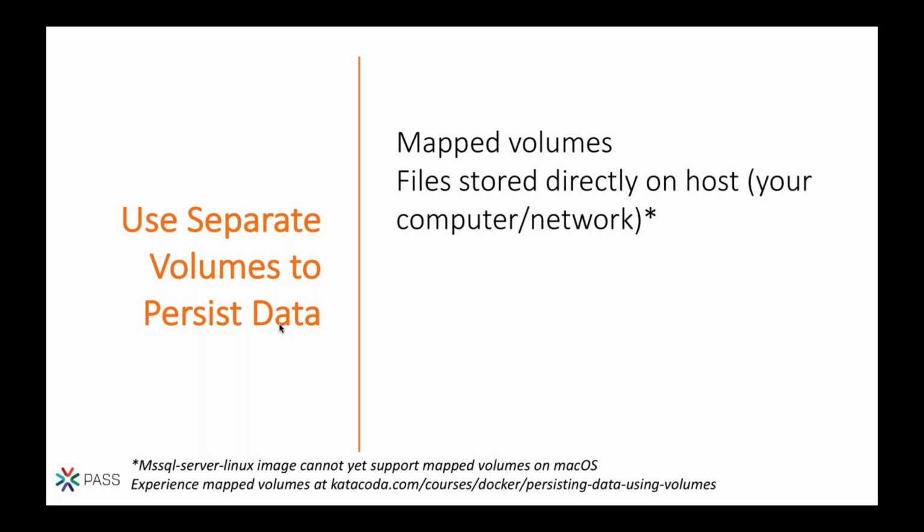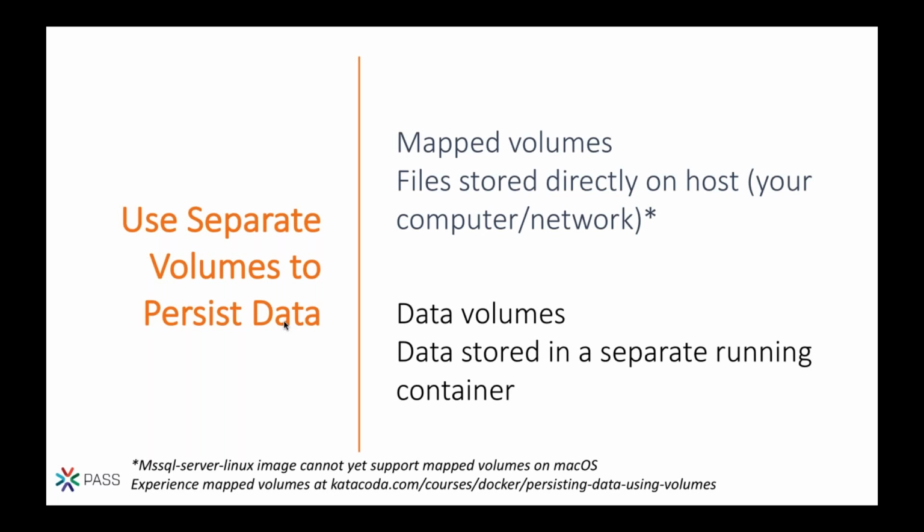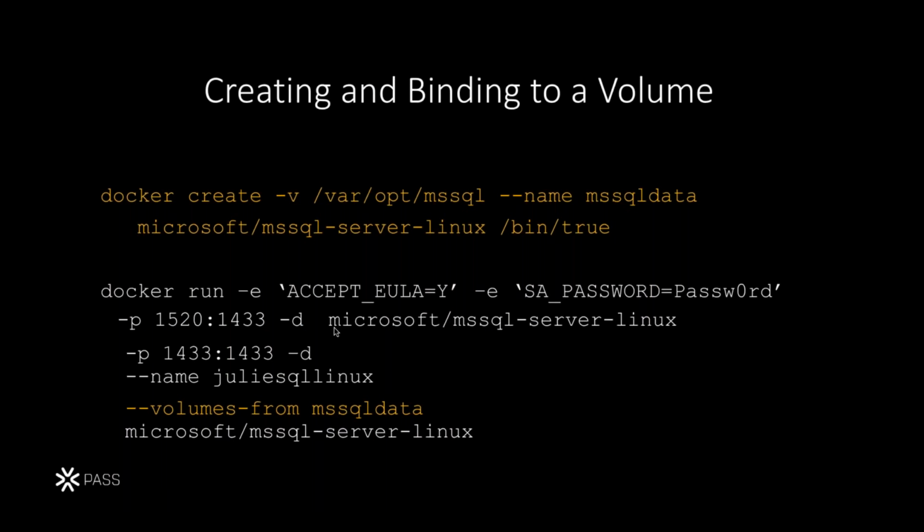I have all this extra stuff in here depending on how much time I have. So I'm not going to go into detail, but this is just some quick concepts about data volumes. There's something called mapped volumes, so you can share those across your network, or just data volumes that are stored in a different running container. And this is more about creating and binding to a volume. The idea here is you have to run the volume first, and then when you run your container, you let it know to connect to that volume. It's just part of the parameters.